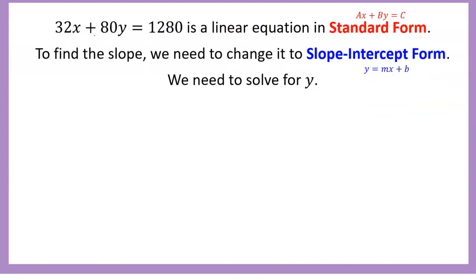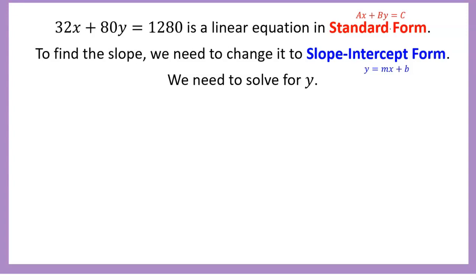So 32x plus 80y equals 1280, the one we just came up with, is called standard form. This is a form of a linear equation that's like ax plus by equals c, where a, b, and c are all integers. To find the slope, we need to change it to slope-intercept form.